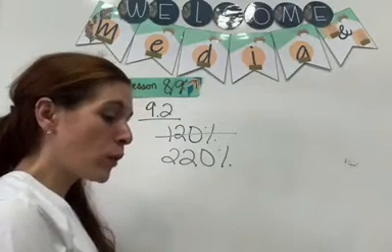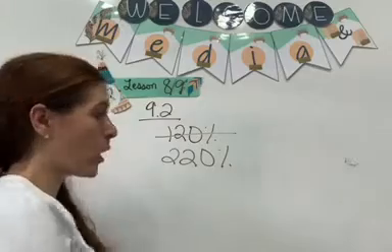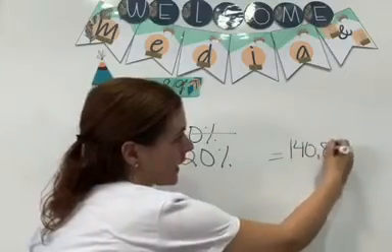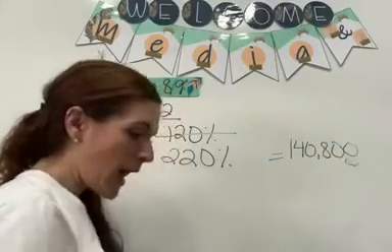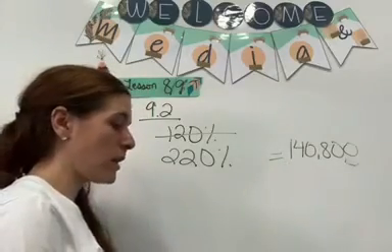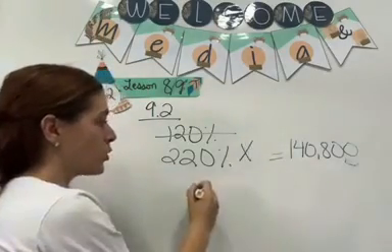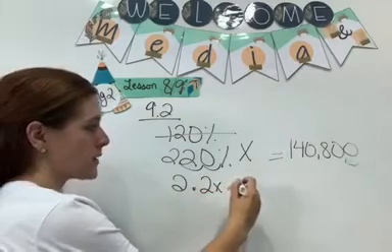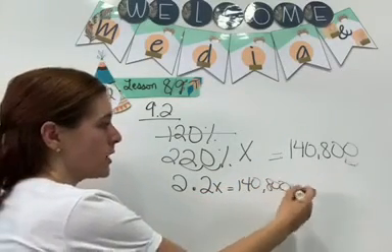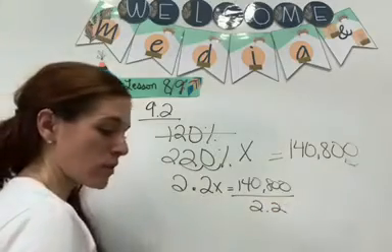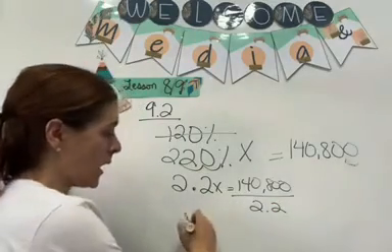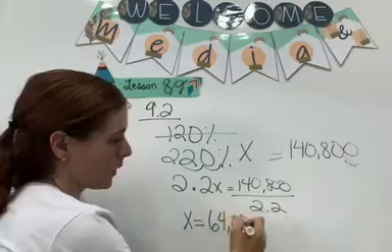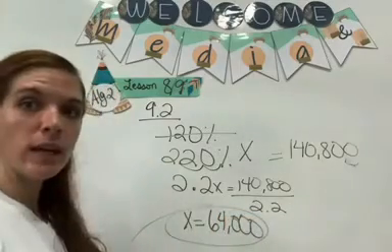If the yield was 140,800, okay, so 220% of something equals 140,800. That's what it's saying right there. How many bushels were harvested last year? So that's going to be your x. Okay, so let's make this into a decimal. 2.2x equals 140,800. Divide by 2.2. And your answer is going to come out to be x equals 64,000. Okay? And there is your answer.